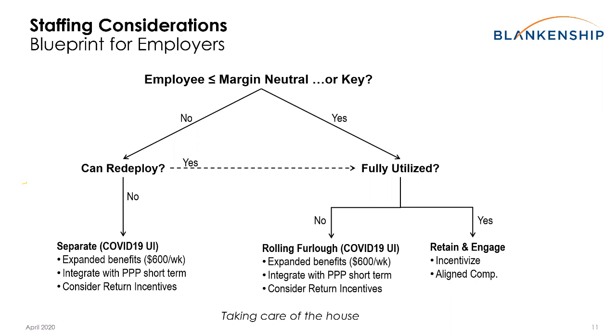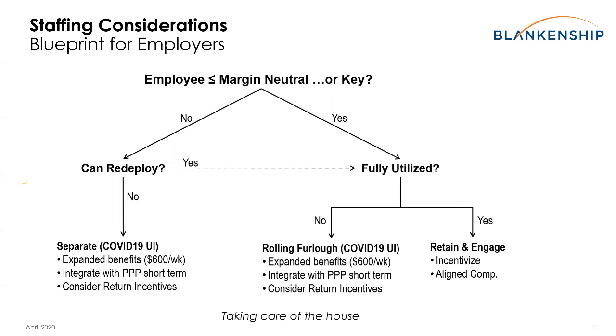If they are less than or equal to margin neutral, meaning they are costing us money and not putting anything to the bottom line, then we've got to consider return incentives. So coming back to the constraints conversation earlier, if a team member does have great value to the company, then think about what it takes to get them through the period so that they're not negative.